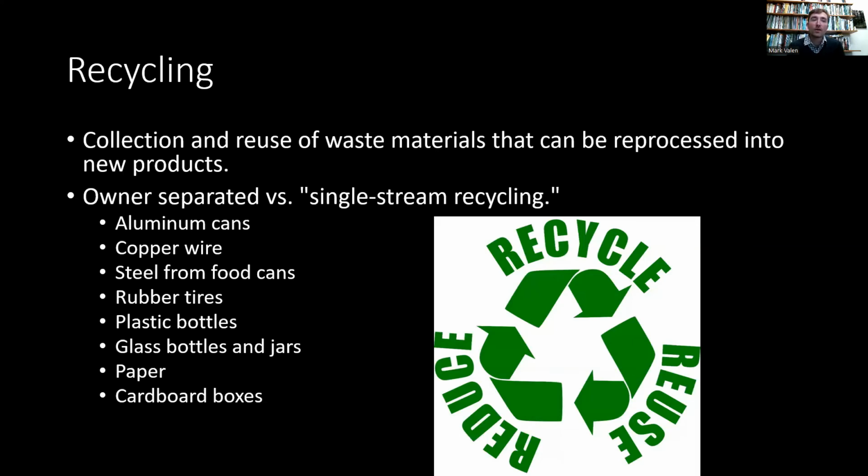Now, it used to be that we had owner-separated recycling where you would have multiple bins and you would have to sort out your paper, your plastic, the metal, and the glass so that each of those could be collected separately and sent to a separate recycling facility. Eventually, people learned that if we allow the owner to just put everything in one group, single stream recycling, well, then it would be easier. We would get more material and more recycling would happen.